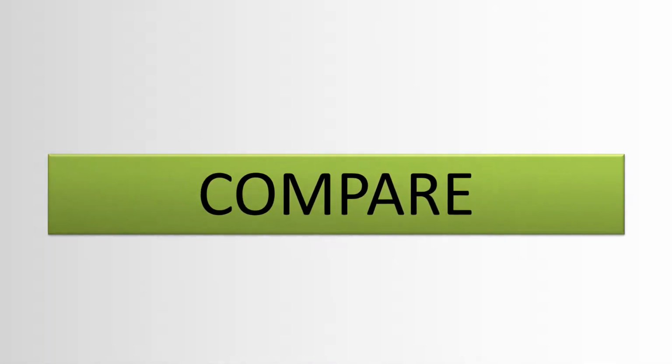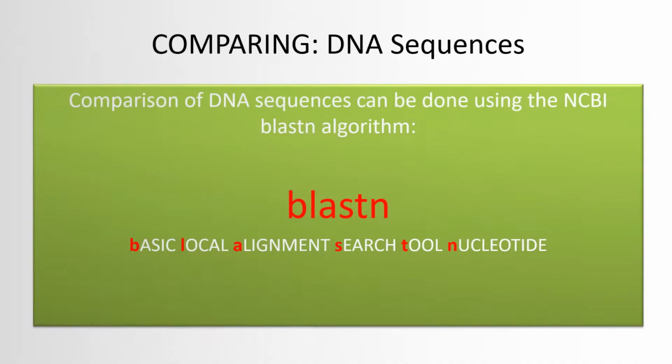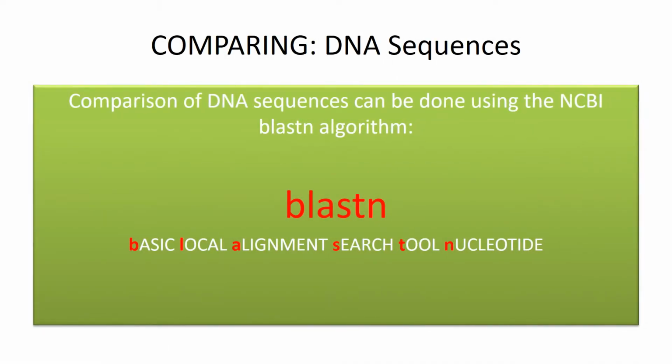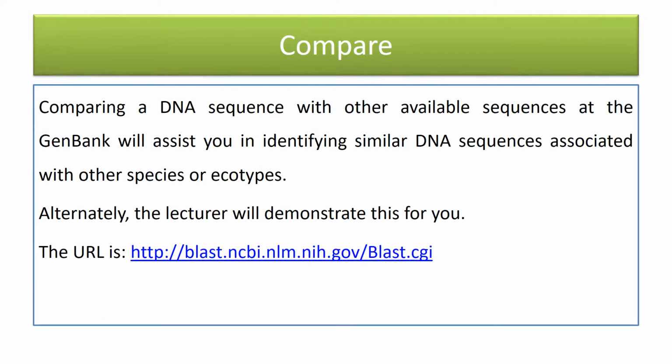In order to do this, we use the basic local alignment search tool, nucleotide, designated as BLAST-N. This algorithm facilitates the comparison of two sequences and identifies gaps as well as identities between these two DNA sequences. You can access the URL for the BLAST algorithm, which is available at the NCBI Resource Center.